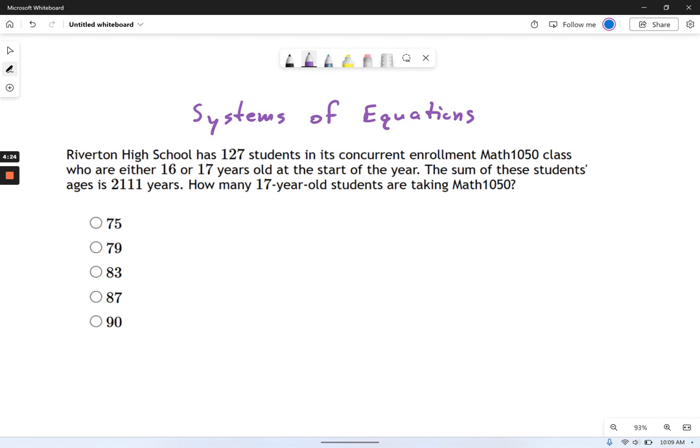And I'm going to say this. X equals the number of 16-year-olds. And Y equals the number of 17-year-olds. And it's very helpful to set a variable like this at the beginning of your equation so you can write true algebra equations. And I'll give you the example.